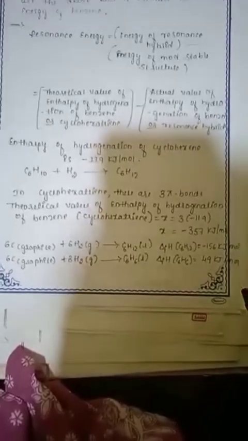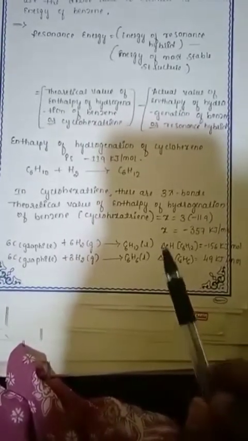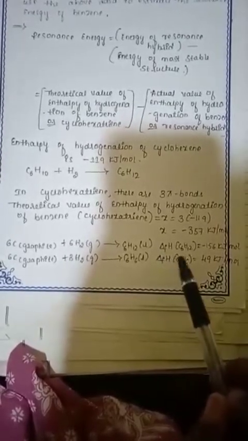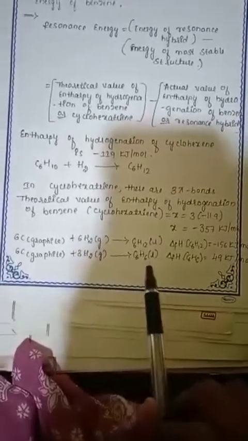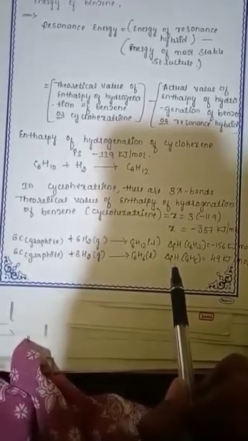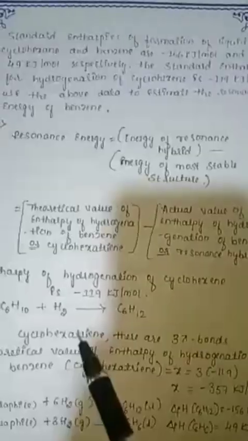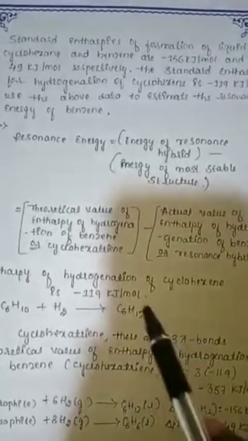Now consider the reaction. 6 moles of carbon plus 6 moles of hydrogen gas gives C6H12 liquid. Then the enthalpy of formation of C6H12 is equal to minus 156 kilojoules per mole. Then 6 moles of carbon plus 3 moles of hydrogen gas gives C6H6 liquid.